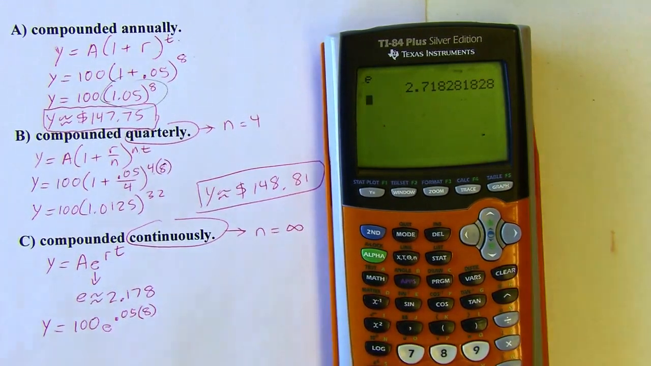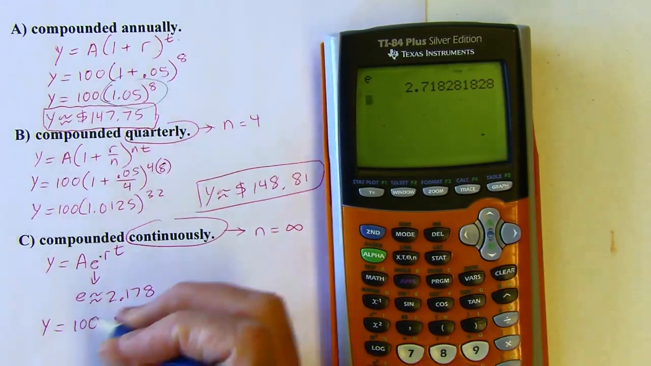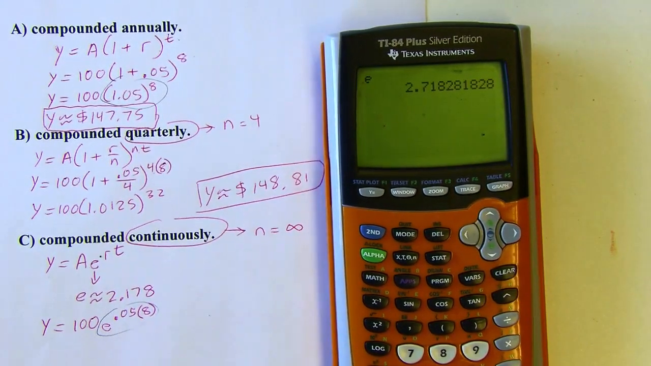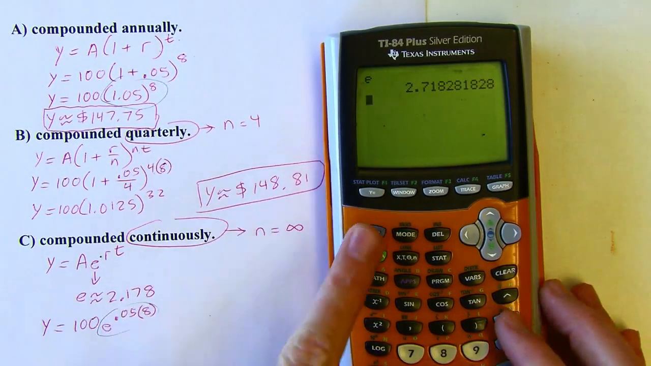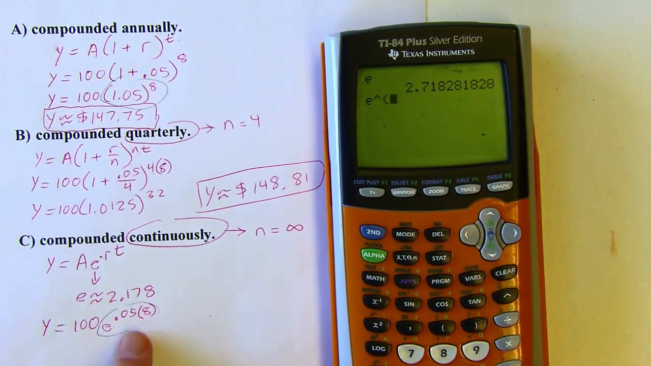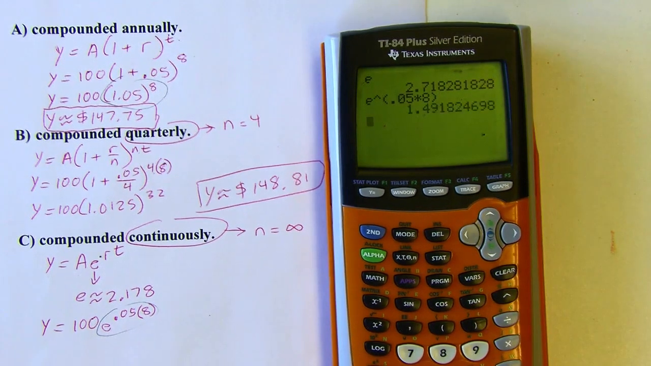So it's tempting to do the multiplication first, but remember this is 100 times e. Before I do that, I want to do the exponent. So I'm going to start with that, and the last thing I'm going to do is multiply by 100. Okay? So I'm going to take e and raise it to 0.05 times 8. You can put that in parentheses to make sure that whole quantity stays in the exponent.